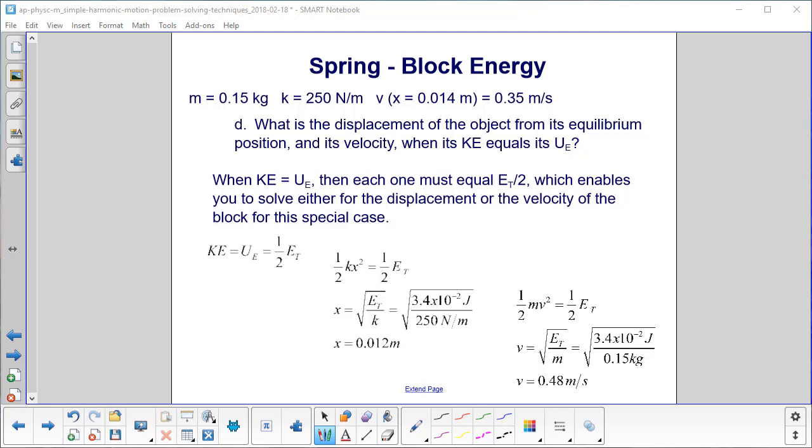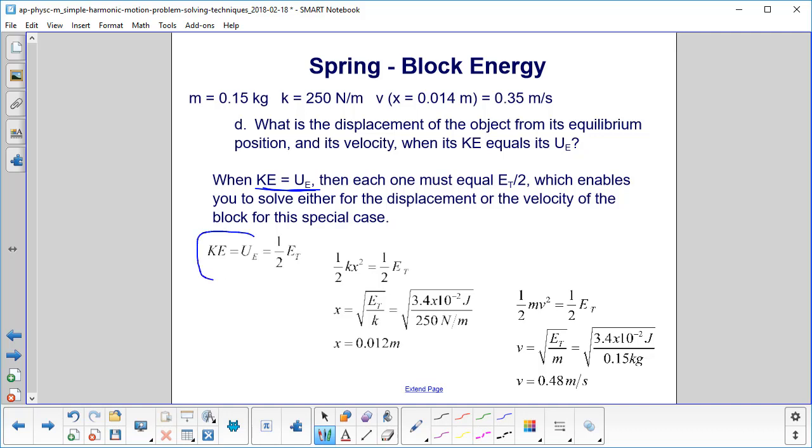What is the displacement of the object from its equilibrium position and its velocity when its kinetic energy equals its potential energy? When the kinetic energy equals the potential energy, each must equal half of the total energy, right? Because they're equal, you add the two of them together, you get your total energy. So that allows us to solve either for the displacement or the velocity of the block for this special case.